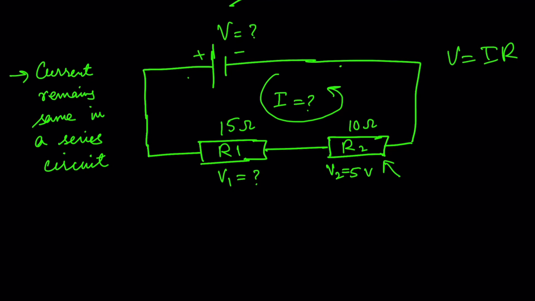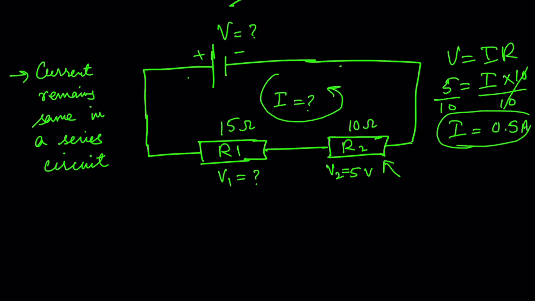So voltage is 5, I is unknown, times 10. I'll divide both sides by 10. So my I will become equal to 5 over 10, that will be equal to 0.5 amperes. So 0.5 ampere is the current that is passing through R2. Now since in a series circuit the current through the resistors is the same, the total current will also be 0.5. So for the total current, I'll write I is equal to 0.5 ampere.